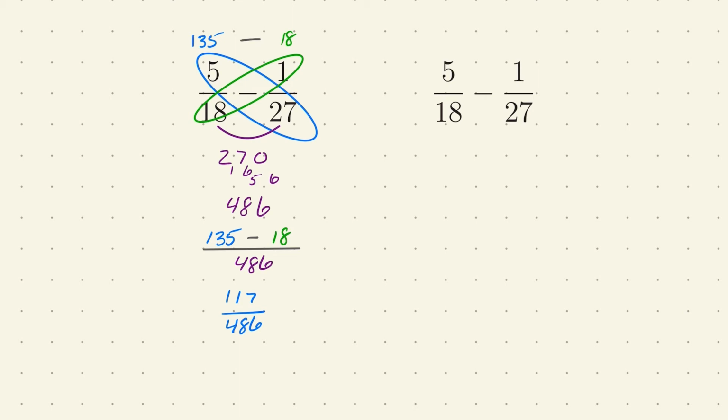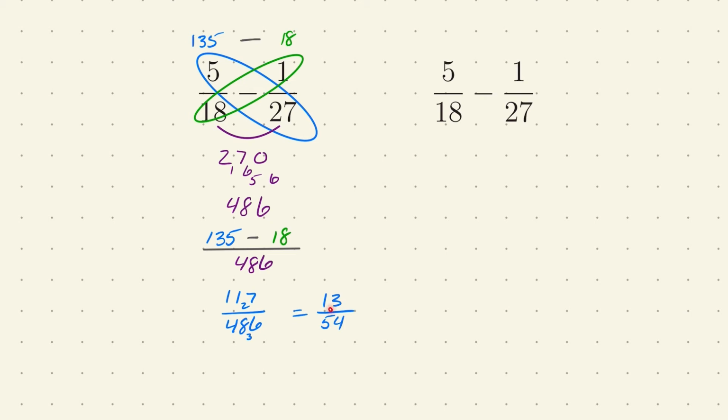So 9 will go into 11 once with a remainder of 2, and then 9 goes into 27 3 times. Okay. 9 goes into 48 5 times. 9 times 5 is 45, so I have a remainder of 3. And then 9 goes into 36 4 times with a remainder of 0. So now my reduced fraction is 13/54.